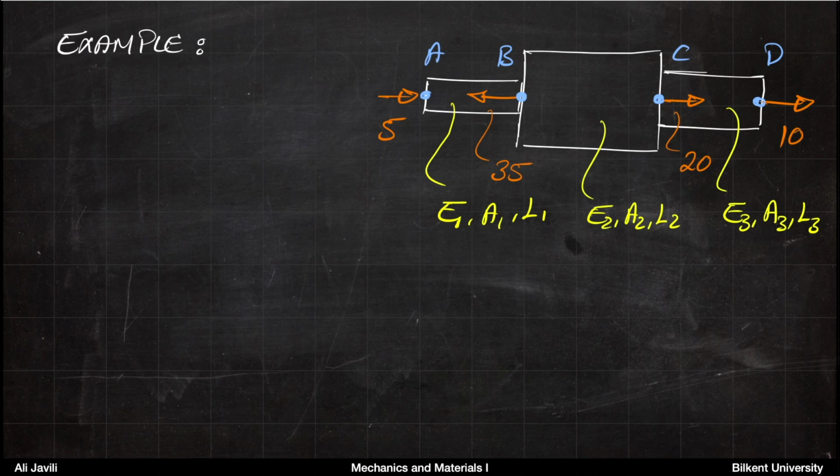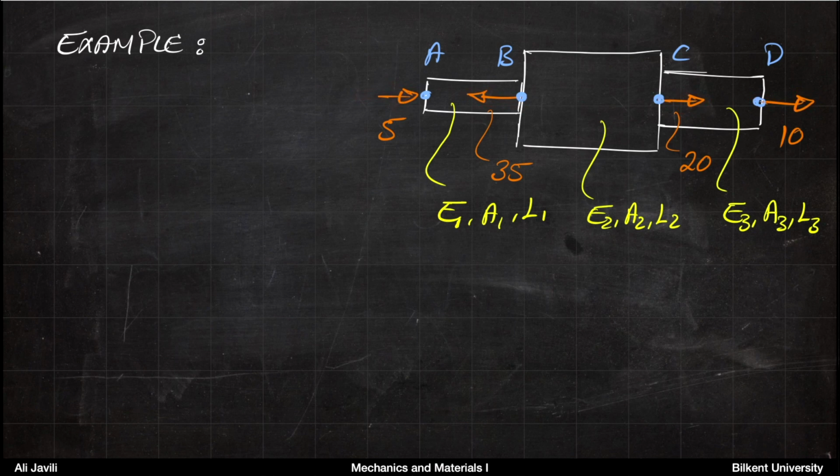So we are going to look at an example using exactly what we learned. Let's say you have a shaft made of three sections as shown in the figure, and each section again has its own Young's modulus, area, and length. You apply a force P, 5 Newton, for instance, here at A. Then you apply 35 in the opposite direction. Then you apply 20 at C, and then you apply 10 at D.